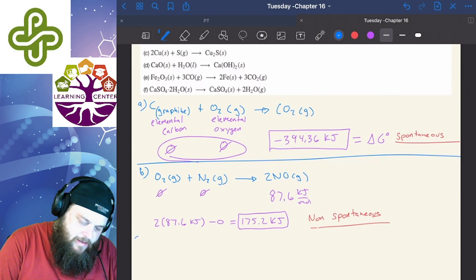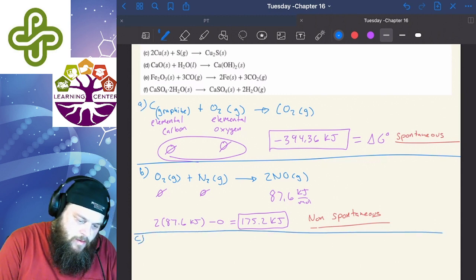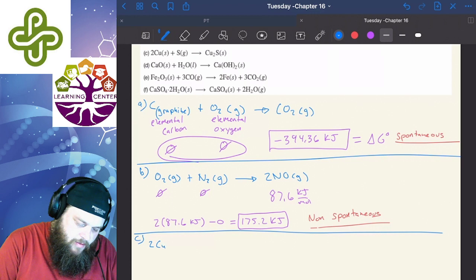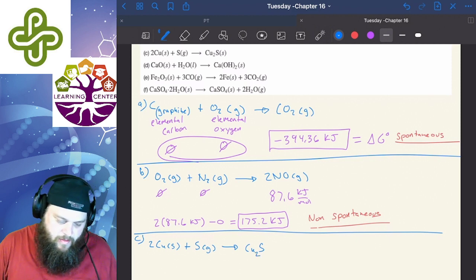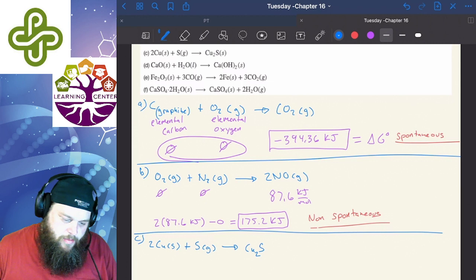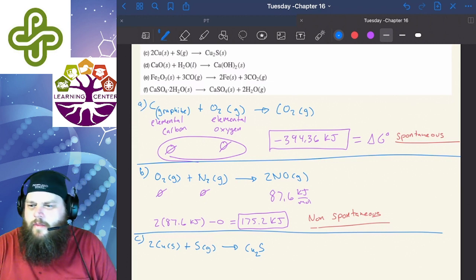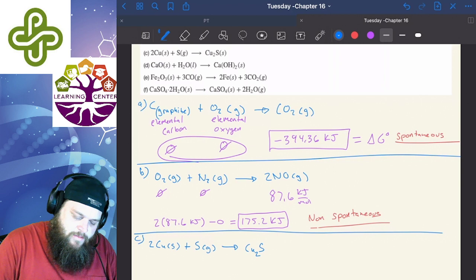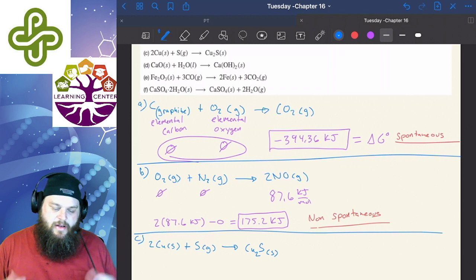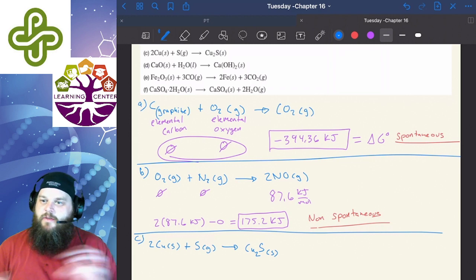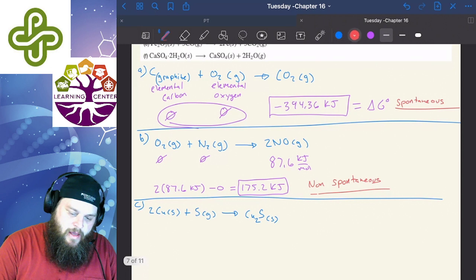For part C, we have 2 of copper solid plus sulfur gas producing copper sulfide. There we go. And it must be a copper 2 or copper 1 plus. In this case, we can see that we have a solid and a gas. You have 3 total moles of reactants going down to 1 mole of product there. And we can look up those values.